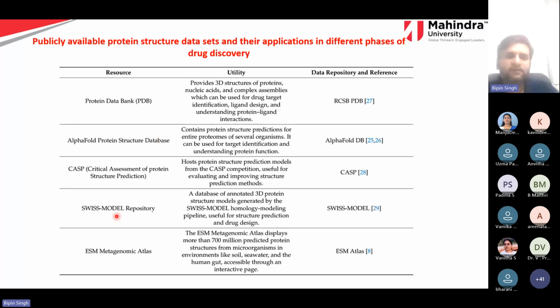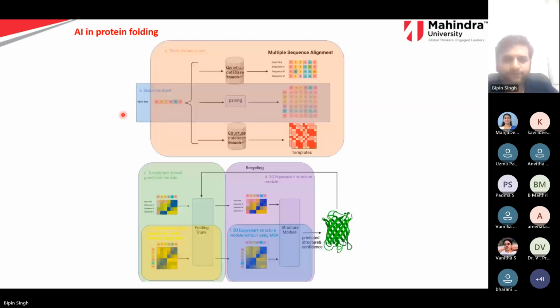And these are the other studies which have done something similar. Swiss-Model was again a homology-based repository, which people have been maintaining for decades. This contains homology-based protein models which are solved. So these are the databases which can be very useful if you want to apply machine learning or AI methods to work on how a protein can be folded into a 3D structure.